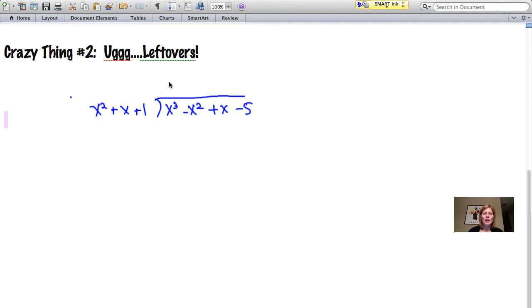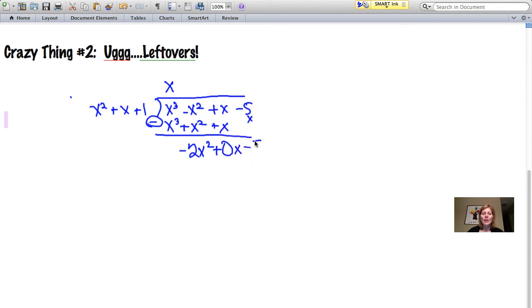X squared goes into x cubed how many times? It goes in x times. Then this guy multiplies all of these guys. X times x squared gives me x cubed. X times x gives me x squared. And x times 1 gives me an x. Then I subtract all these guys from each other. Those two get eliminated. A negative x squared minus another x squared gives me negative 2x squared. And an x minus an x gives me 0x. But I'm going to write that down there because that's my placeholder.